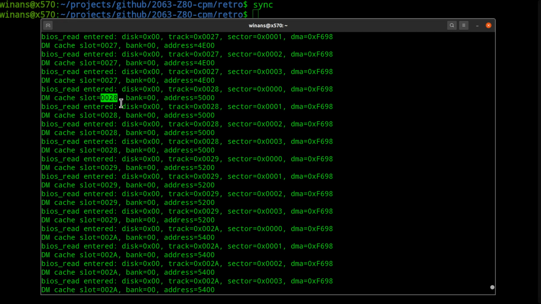28 is the slot. The most significant 2 bits are still 0, and I said that we would see the bank stay at 0 until we get past 3F. So is 5,000 in hex twice 28? I would argue, yes, it is, because 28 times 2 in hex, right?